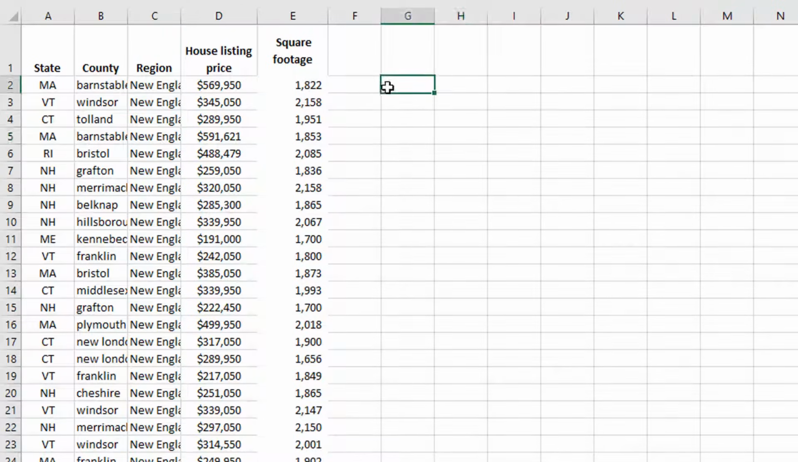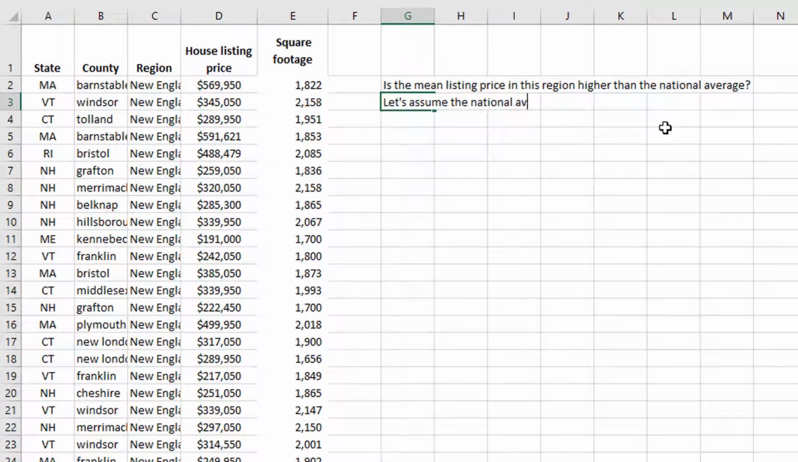The first question is: is the mean listing price in this region higher than the national average? Okay, let's assume the national average is 270,000. It isn't, but I don't want to do the whole thing for you. So let's just assume that's the case.